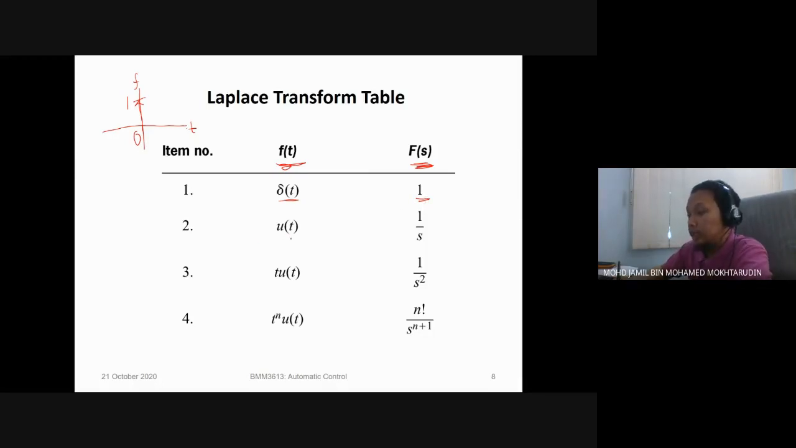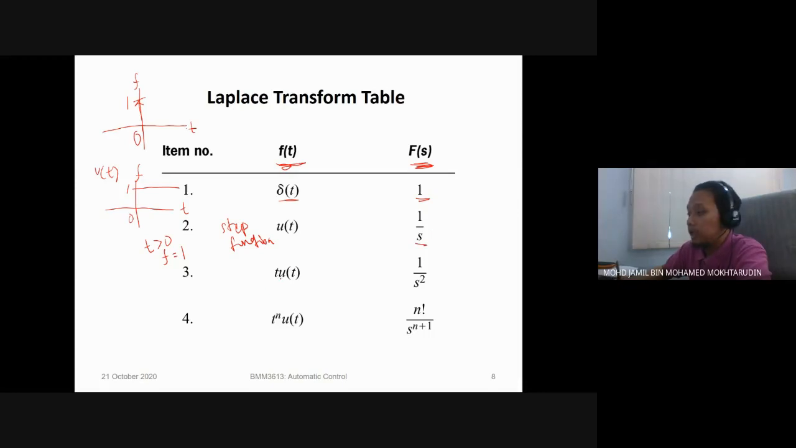The second function is u(t), or step function. u(t) is basically a function that has value 1 for time bigger than 0. So for time bigger than 0, the function f equals 1. When you have a step function and use the Laplace transform, it becomes 1 over s.